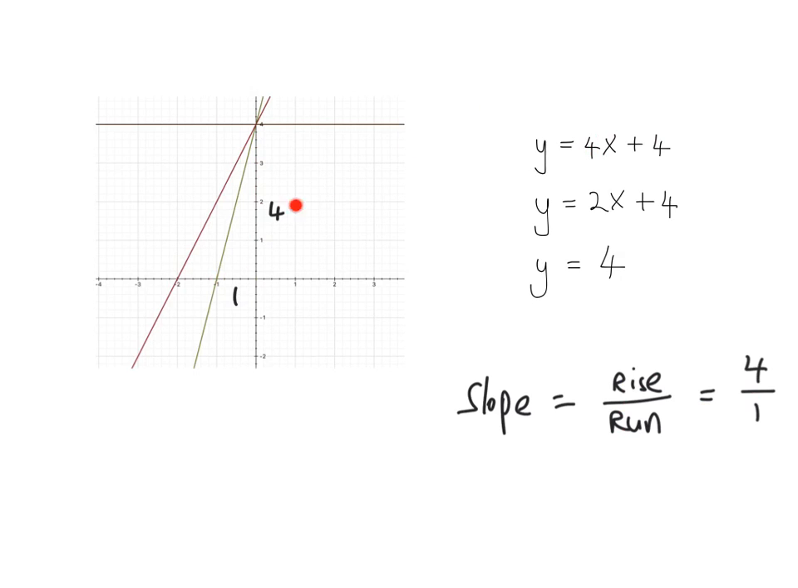So this equation corresponds to the green line, and then of course the red line must be the next equation. But you can work it out. You can say, look, the rise is 4 again, but this time the run is 2. From here to here is 2. So it's going to be 4 over 2, which gives you 2. So the slope would have to be 2 for that red line.